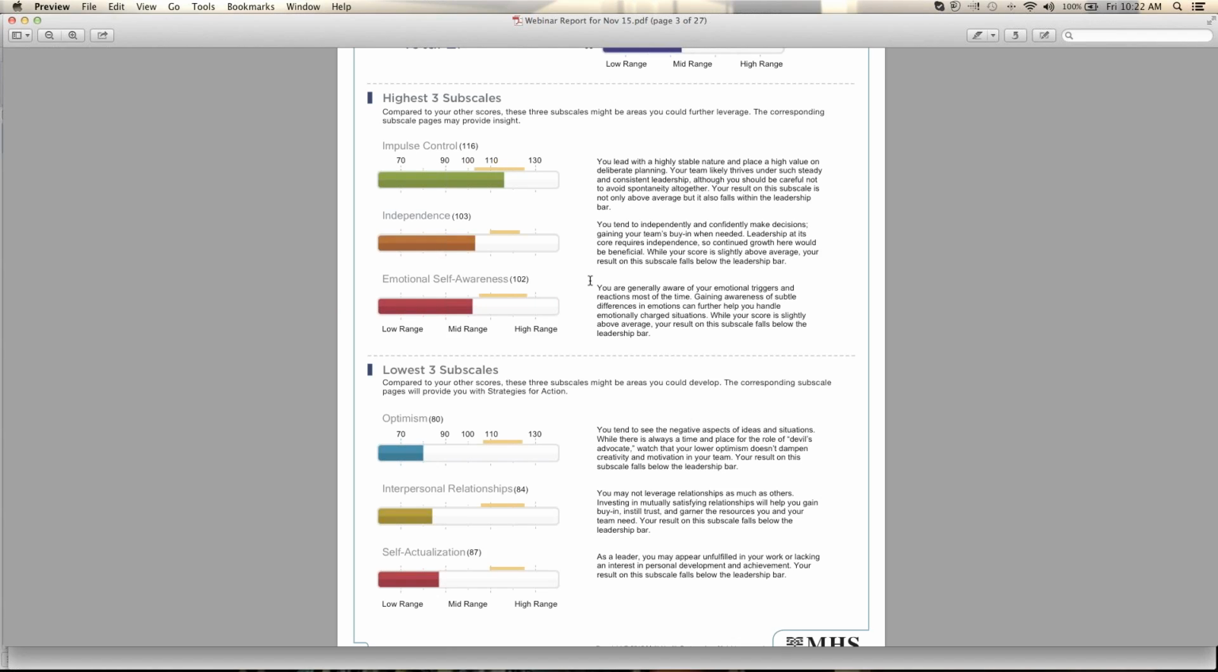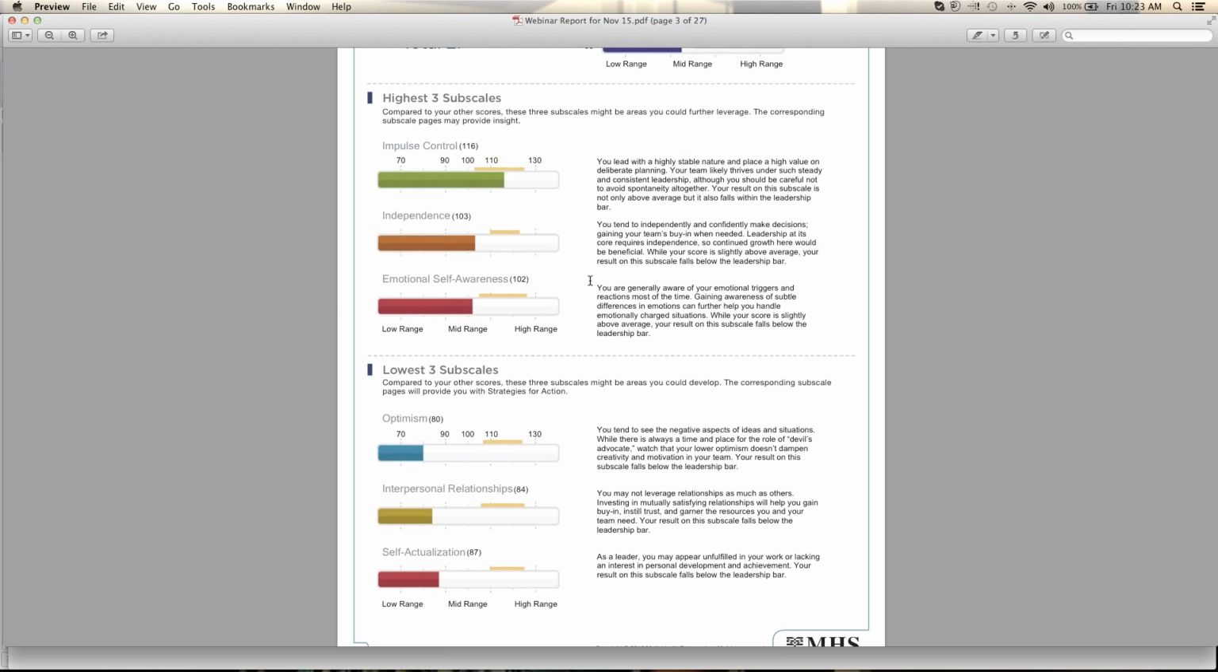Sorry, let's finish with the top three again. So independence is right around the mean at 103, which seems to suggest that someone is fairly independent, which is a good thing. However, there's just a little bit of a gap between this person's score in independence and the bottom of the gold bar range, and so we might wonder a little bit about that and whether that could be improved for greater effectiveness for this person. So we're going to keep that in mind and maybe possibly pull that back into the conversation a little bit later on.